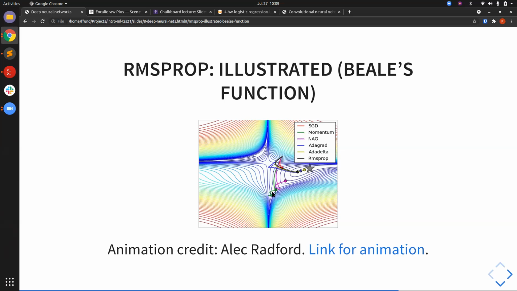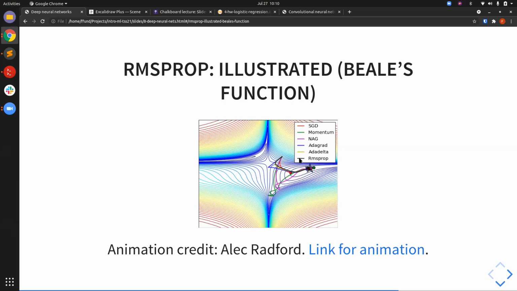Now look at the momentum line. Notice that the momentum line accumulates a lot of momentum in this direction. So it ends up bouncing around before eventually reaching here, because the gradient was very large there. So it accumulates too much velocity in that direction.